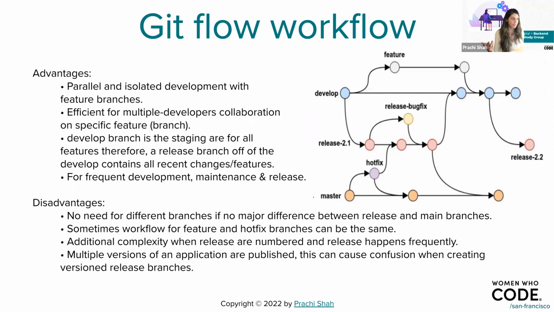Again, multiple versions of an application are published. This can cause confusion. So let's say all the release versions are being deployed. Right now, I need to create a feature branch or bug fix branch. Should I create it off of release version 2.1.2 or 2.2? How do I know, right? Who can I consult? Is there a process where I can just know what version to branch off of? Should I branch off of main or develop? Is it a bug fix?